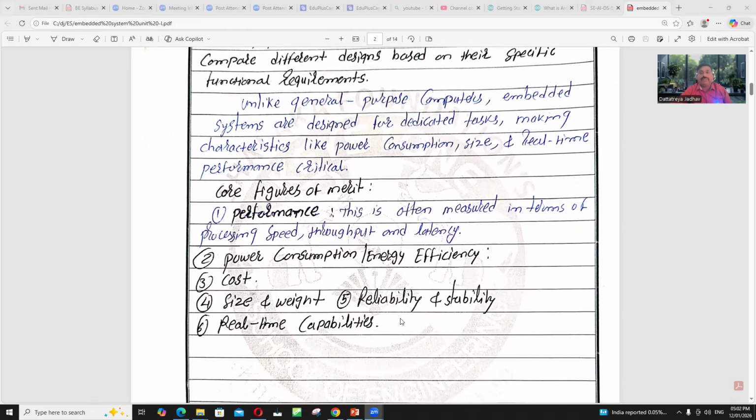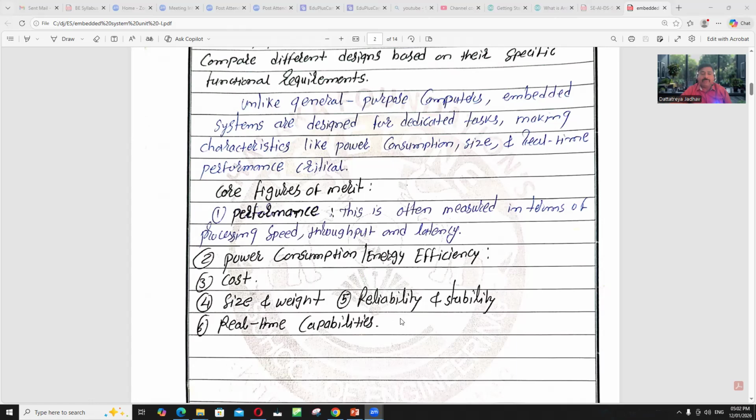So performance is calculated using parameters like processing speed. What is the speed of execution? What time is required to execute a particular task, and what is the throughput, how do they handle the input and output parameters, and what latency is present in the performance. All these things will be considered to calculate the performance of that system.